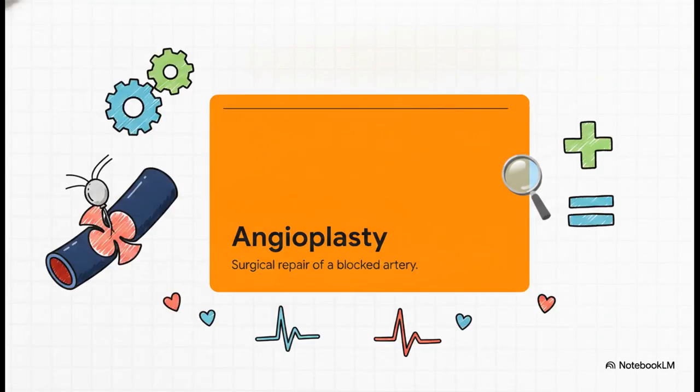And what about an angioplasty? Well, angio is our vessel or artery. Plasty indicates a surgical, invasive process designed to repair something. Put them together, and an angioplasty translates directly to the surgical repair of a blocked artery. It's basically medical algebra in action. It gives you the clarity to understand exactly what a surgeon is actually doing.